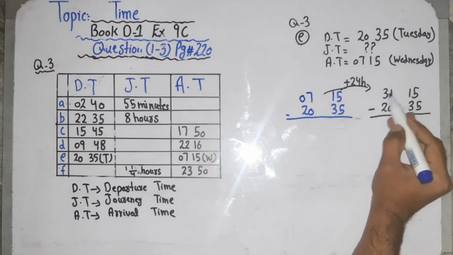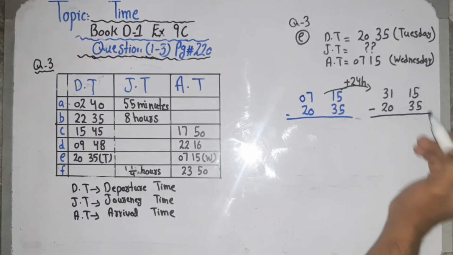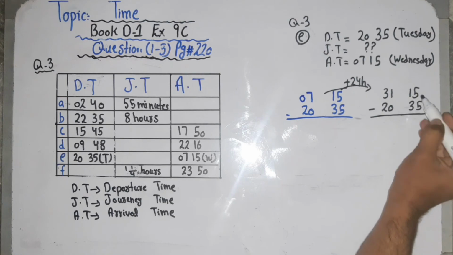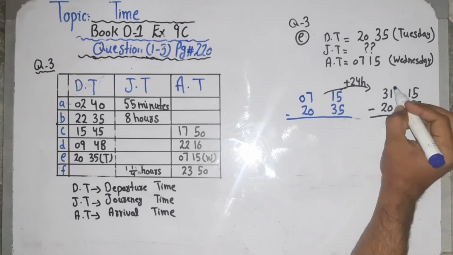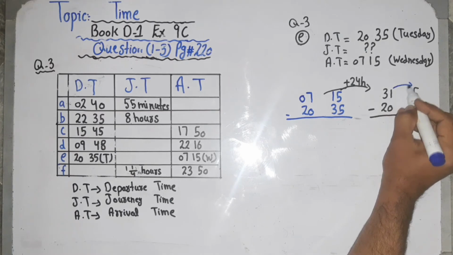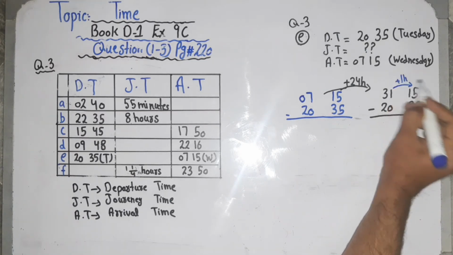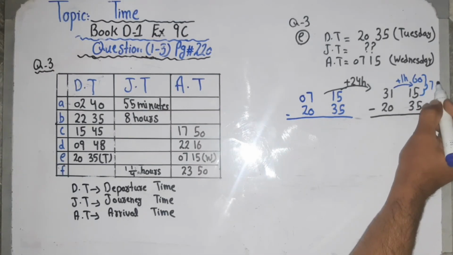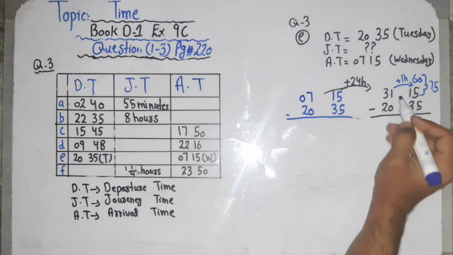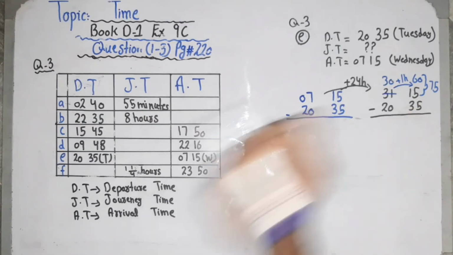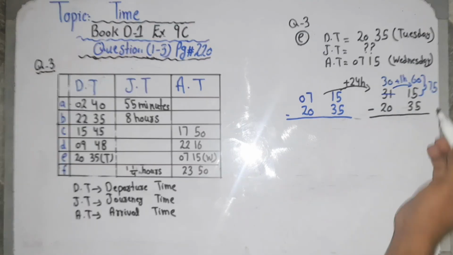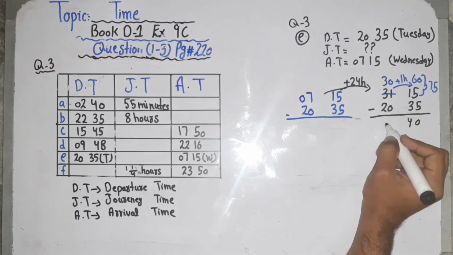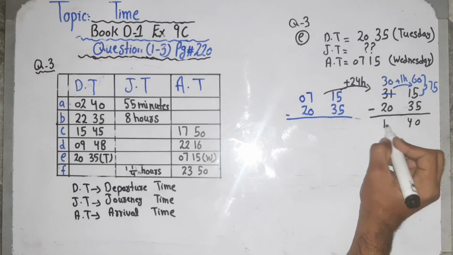So this question is very similar to previous part D. We cannot subtract 35 from 15, so we have to take 1 hour carry, and if we take 1 hour carry, the minutes will be 60, and if we add 60 plus 15, this will be 75. So here we have 30 minutes. If we subtract 75 minus 35, we get 40, and then 30 minus 20 gives us 10:40.